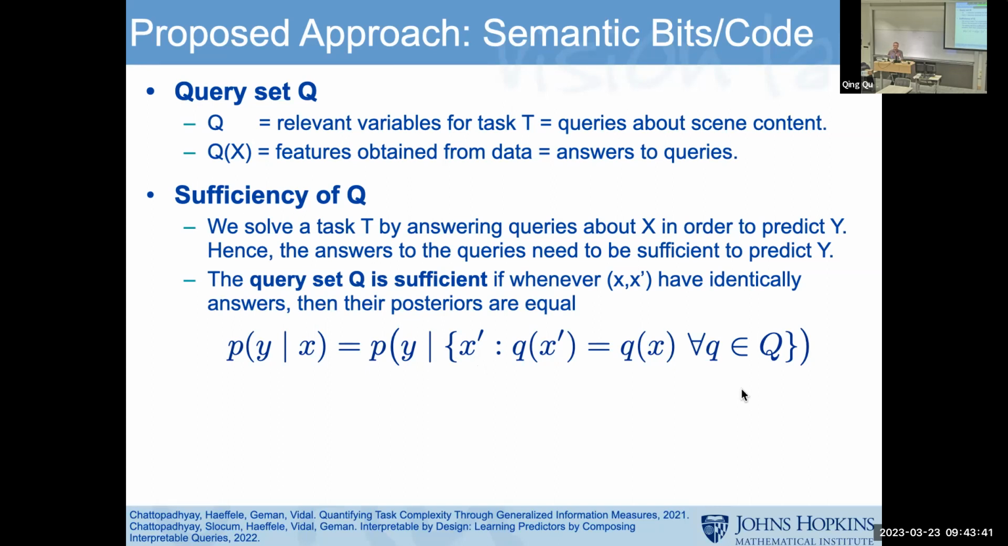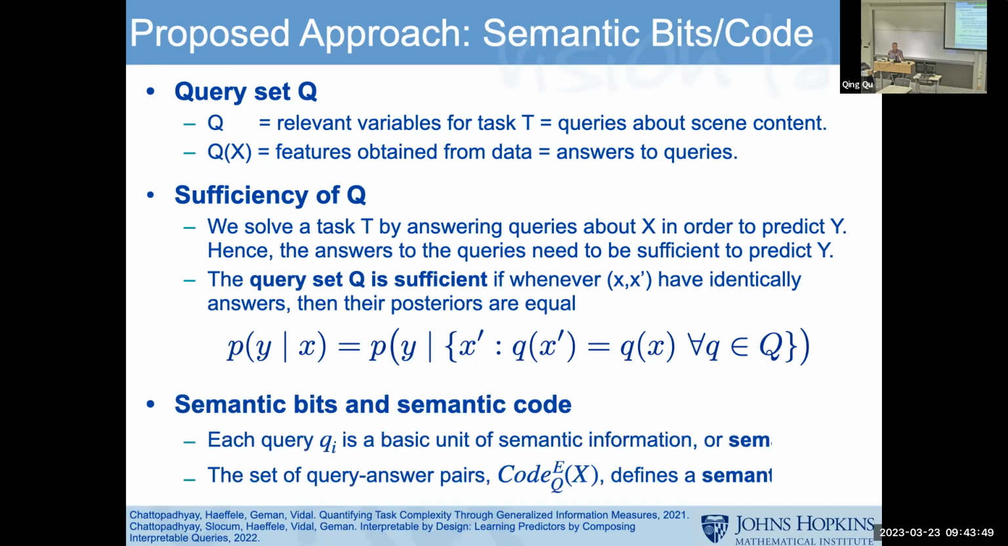In other words, if you're more of a statistician, this is simply saying that the questions and answers are sufficient statistics for the task. I already said this: we think of each query as a basic unit of semantic information, a semantic bit. And this sequence of questions that I'm going to be asking defines the code. What is the code? Obviously it depends on the query set.